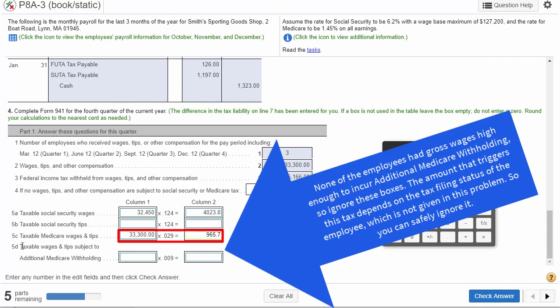Okay, line 5D, taxable wages and tips subject to additional Medicare withholding. So if you're above that high limit, there's an additional tax for Medicare, but none of the people in this problem have reached that limit, so we're going to leave that blank.